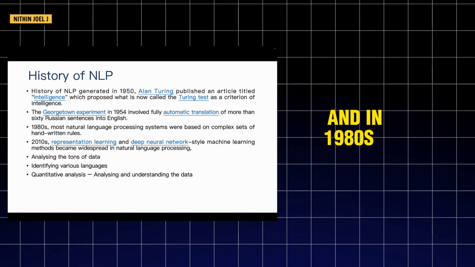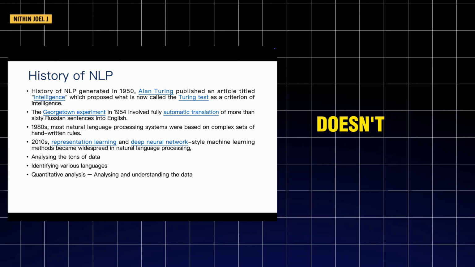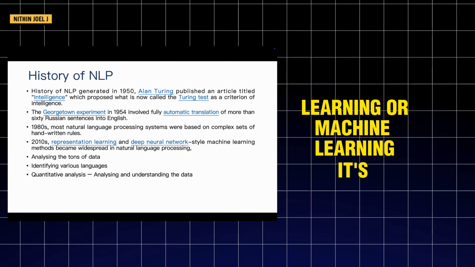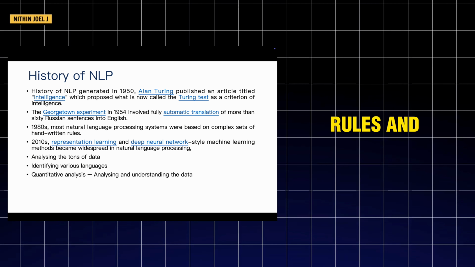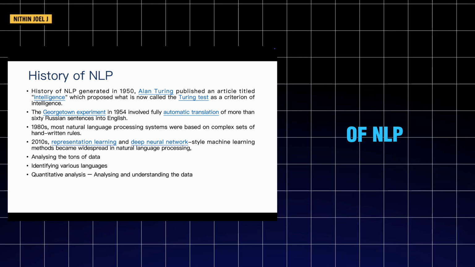And in the 1980s, most NLP systems were based on complex sets of handwritten rules, which didn't have any deep learning or machine learning. It's full of handwritten rules. And in 2010, deep neural networks were introduced, and machine learning methods became widespread in natural language processing. And this is a short history of NLP.